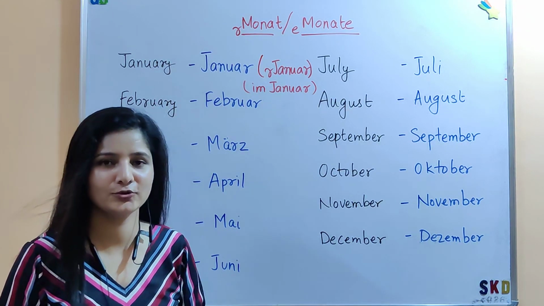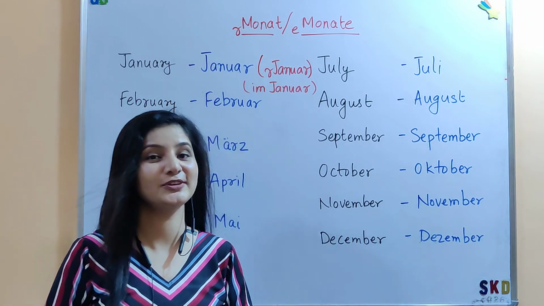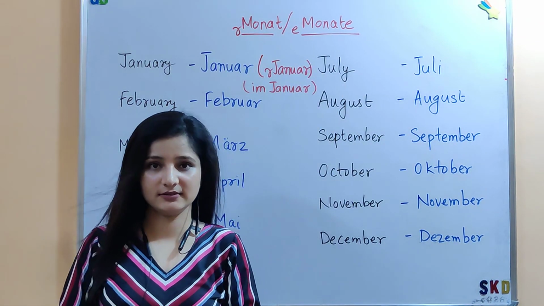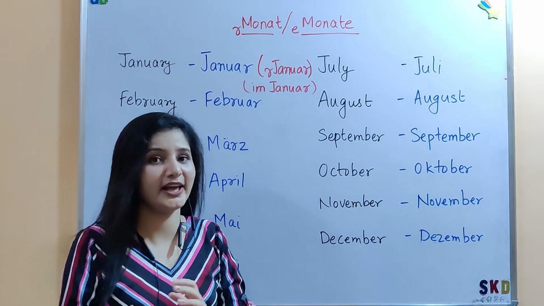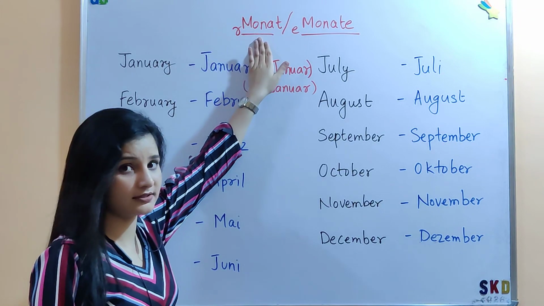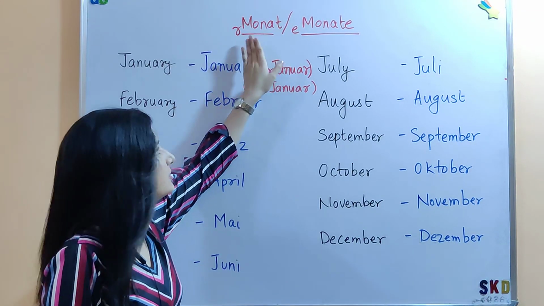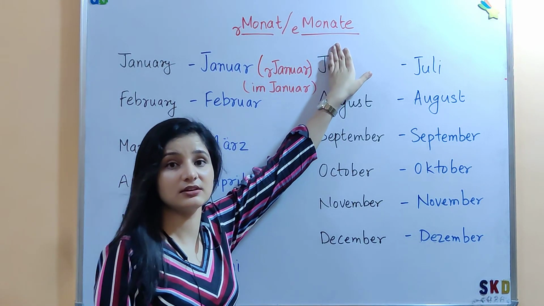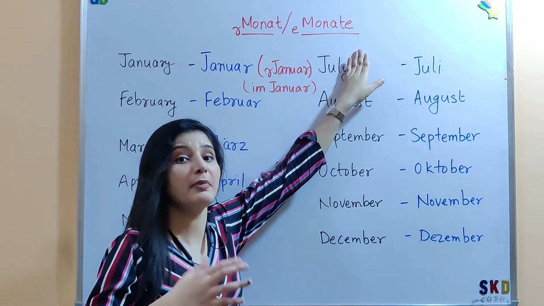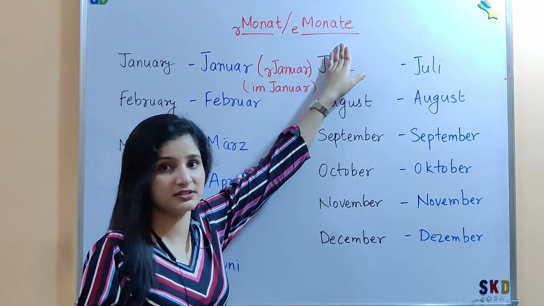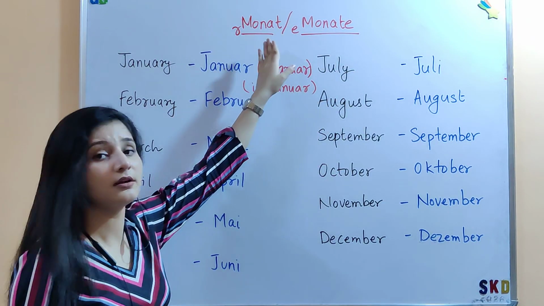Hello all. So today I am back with a new German topic, and that is Monat oder die Monate. That is months in German language. So month is der Monat. It is masculine. So der Monat, the month. Die Monate, the months. Die is for plural, the months. So die Monate und der Monat.